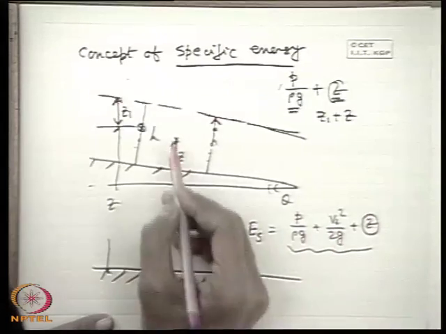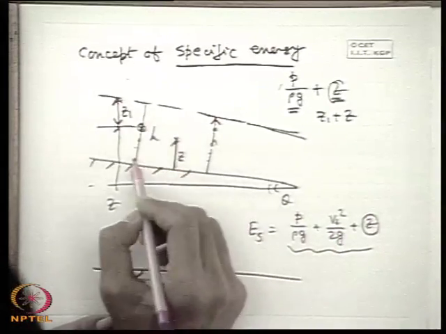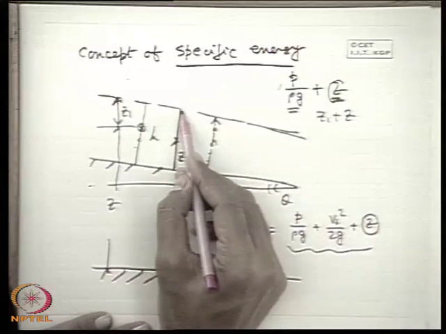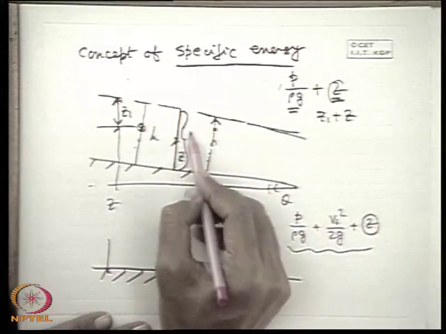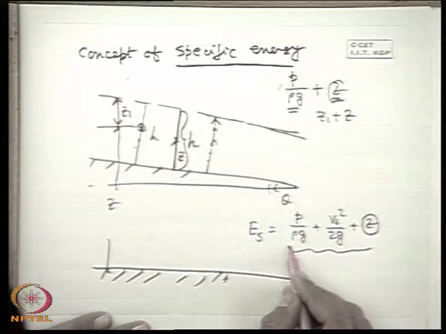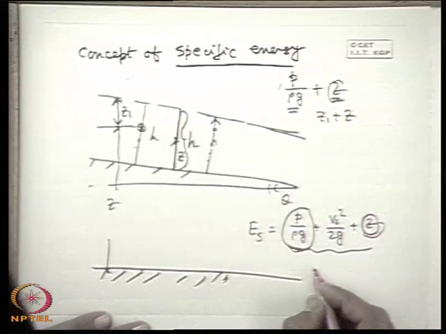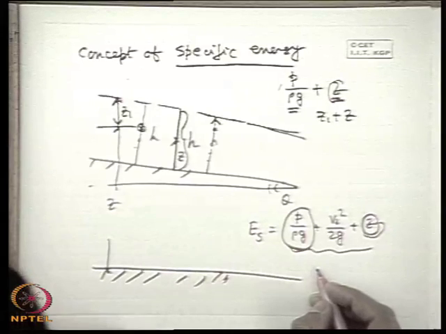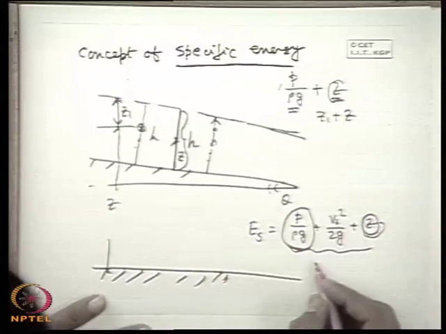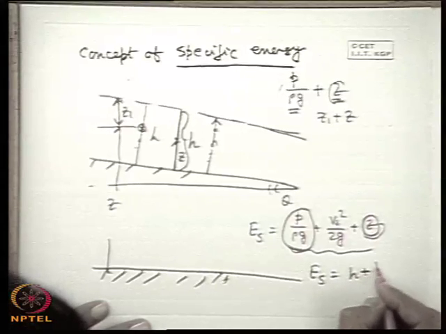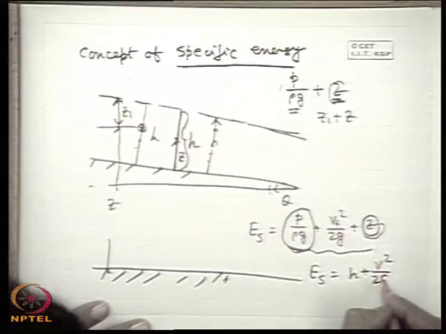Then V square by 2G is all right. So what is P by rho G? This is P by rho G. That means therefore we see that in this case it becomes the depth of flow. So therefore these two, P by rho G and Z, are considered the depth of flow, okay. So therefore we can write that ES is equal to depth of flow plus V square by 2G.